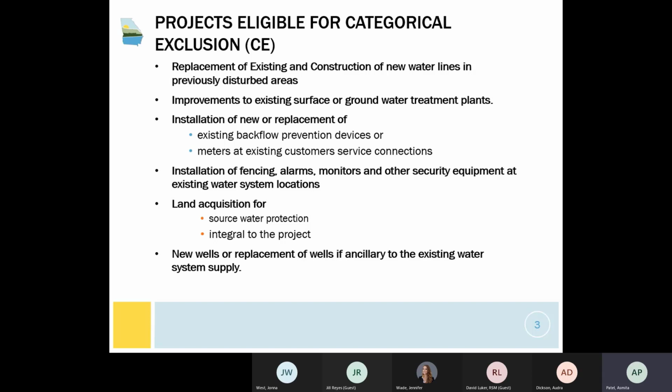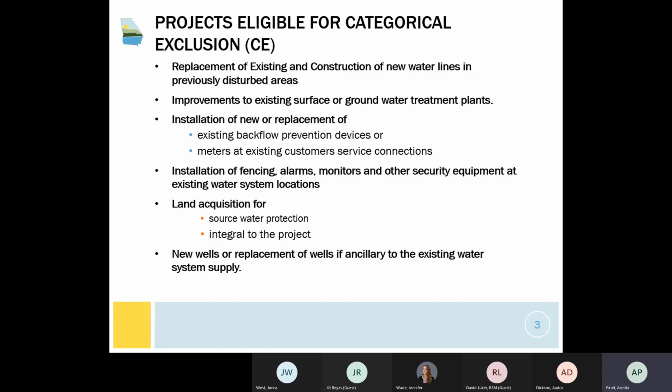The next category is installation of fencing, alarms, monitors, and other security equipment at existing water system locations. This is a part of extra security to the water system. The next would be land acquisition for source water protection and integral to the project for all the water systems that need to be in compliance. The last category is new wells or replacement of wells if ancillary to the existing water system supply.